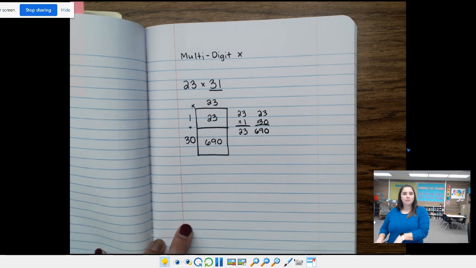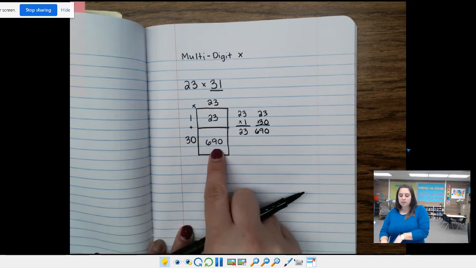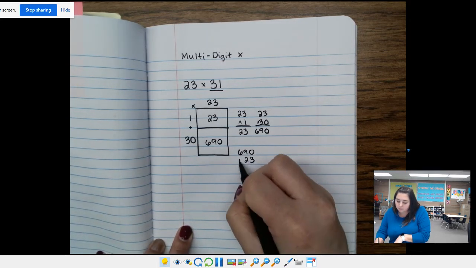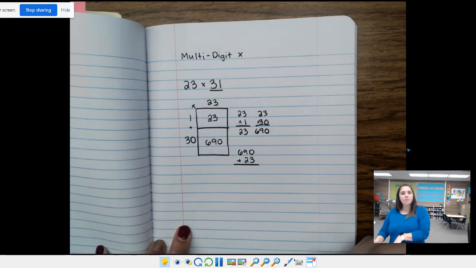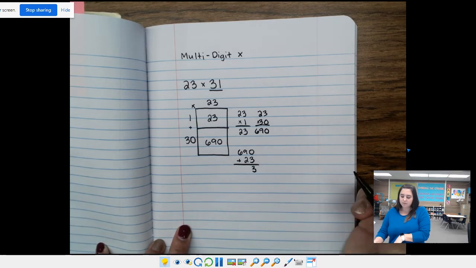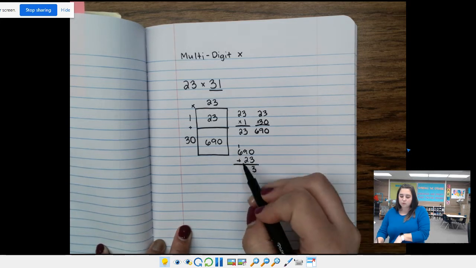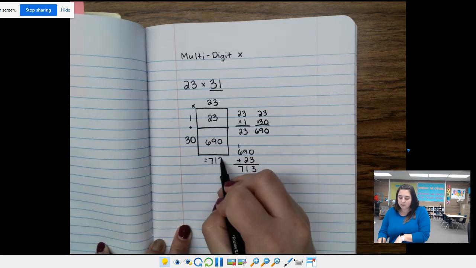690. Now we have the two parts. 23 times 1 is 23. 23 times 30 is 690. What would that be total? Let's add them up. Set up your problem and add. Pause if you need more time. So I have 0 plus 3 is 3. 9 plus 2 is 11. 6 plus 1 is 7. So the total here should be 713.